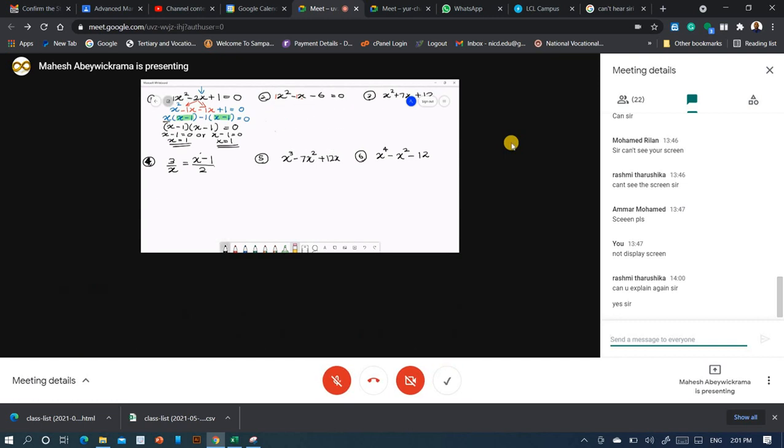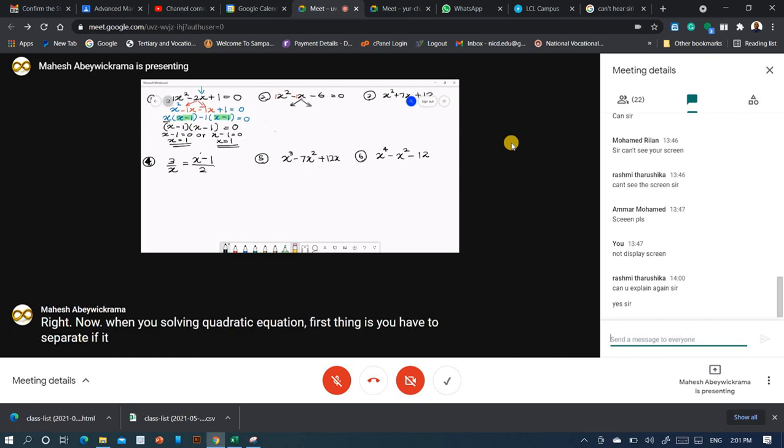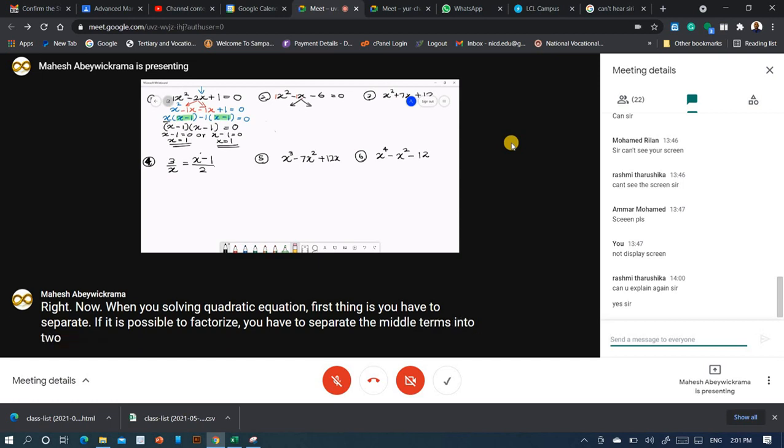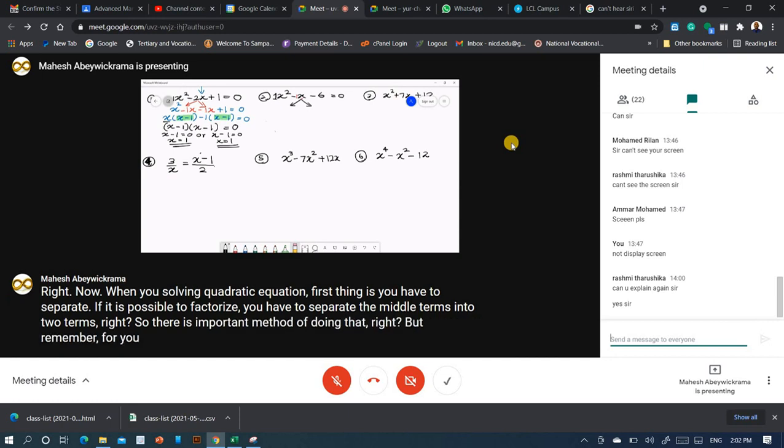Right. Now when you're solving a quadratic equation, the first thing is, if it is possible to factorize, you have to separate the middle term into two terms, right? So there is an important method of doing that. But remember, in exams you can use the calculator, but you should still know this method, right?